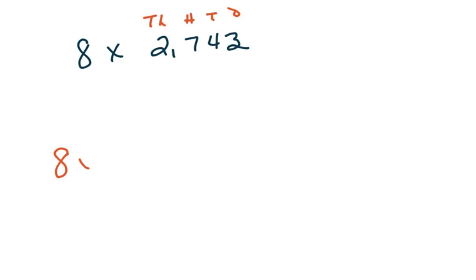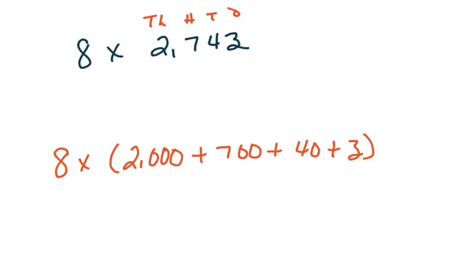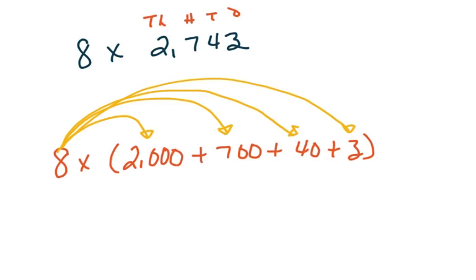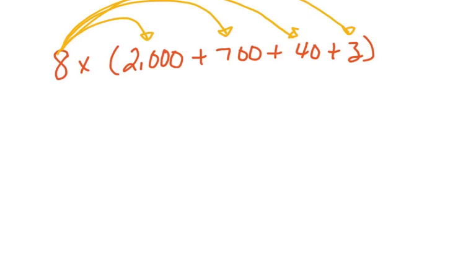So let me make a little space down here. So 8 times, and remember we're going to do it with the arrows first, and then we're going to do it the other way like we did in the last video. So 8 times 2,000 plus 700 plus 40 plus 3. Now, one way to do it is just to put your arrows across, times 2,000, times 700, times 40, times 3. And one of the things that I like to do is start lining this stuff up vertically so it can make it easier for me to add.